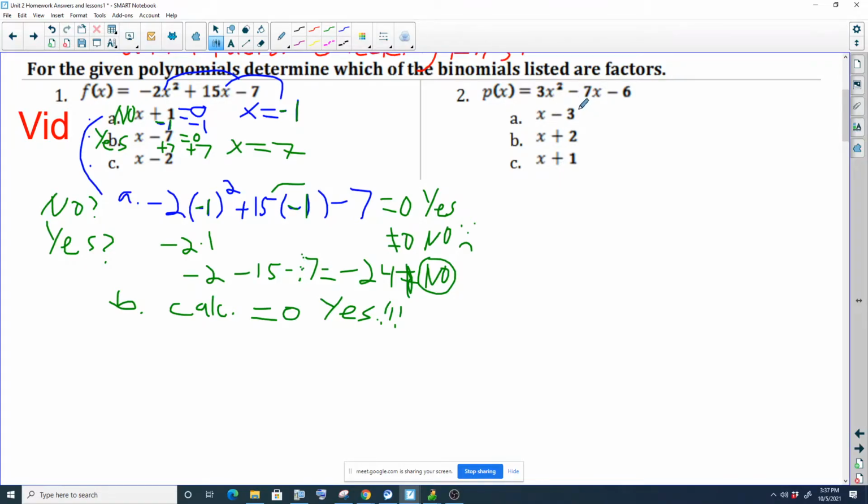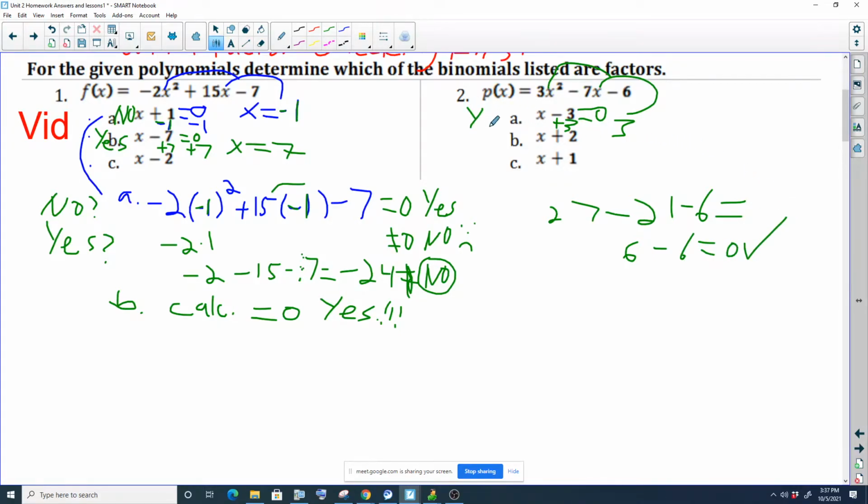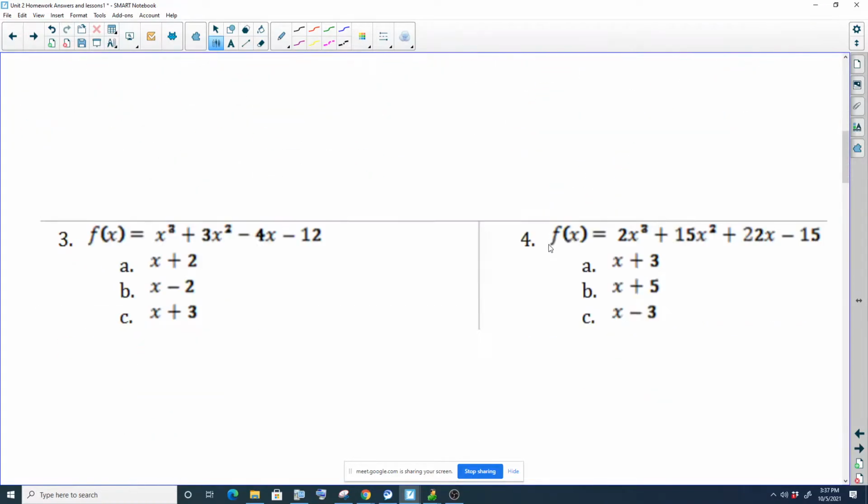But just kind of showing you this one because it's really fun. So let's try. We'd have to set it equal to 0, add 3 to the other side. Can you do this in your head? So 3 squared is 9. 9 times 3 is 27. Minus 7 times 3 is 21. Minus 6. 27 minus 21 is 6. And 6 minus 6 is 0. It works! So this first one would be yes. And you can use your calculator or do it quickly in your head, up to you.